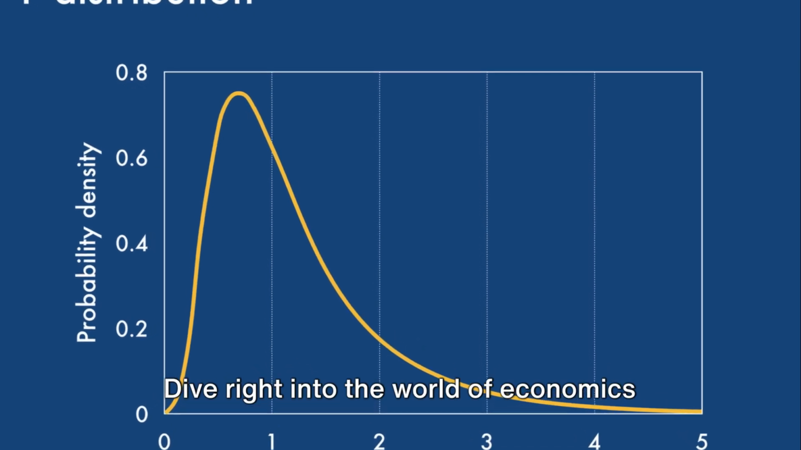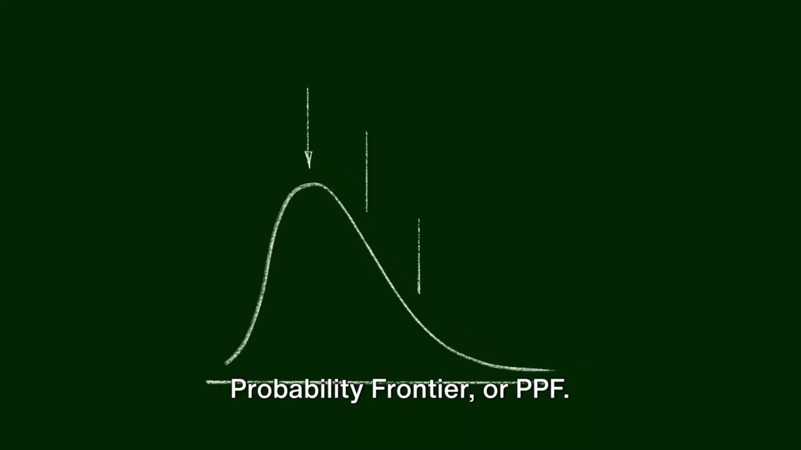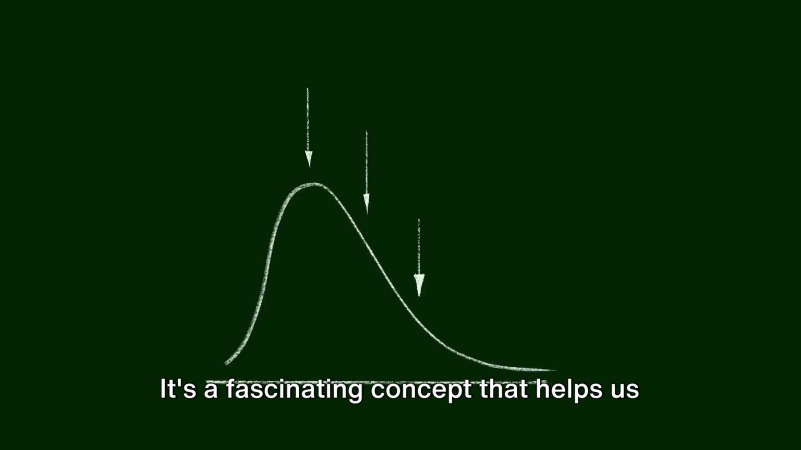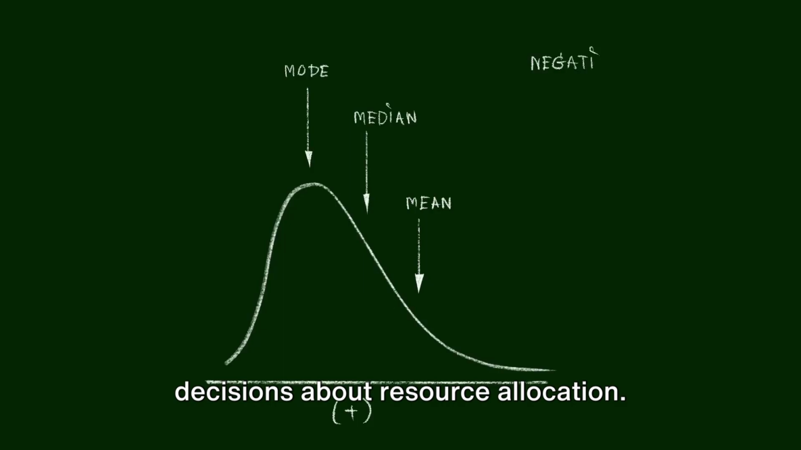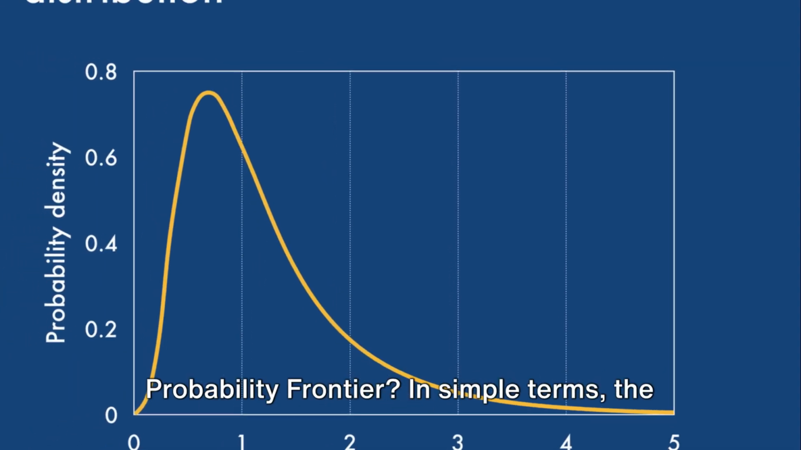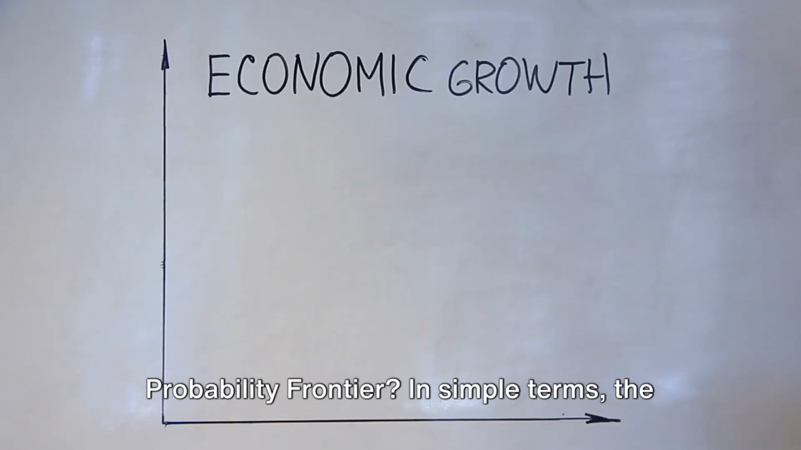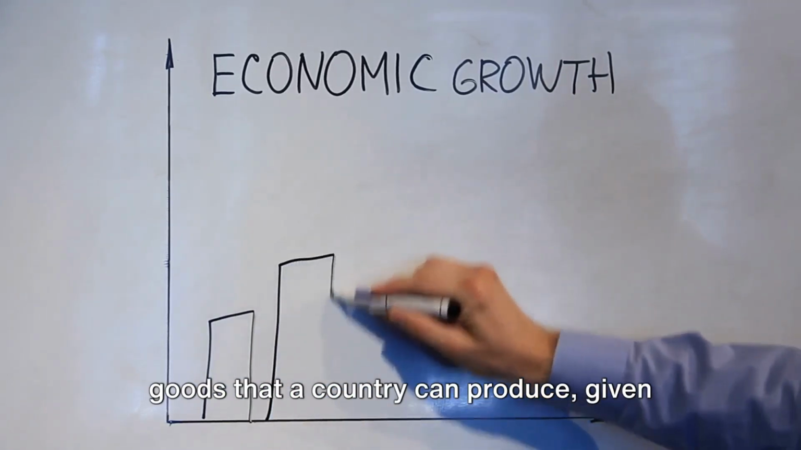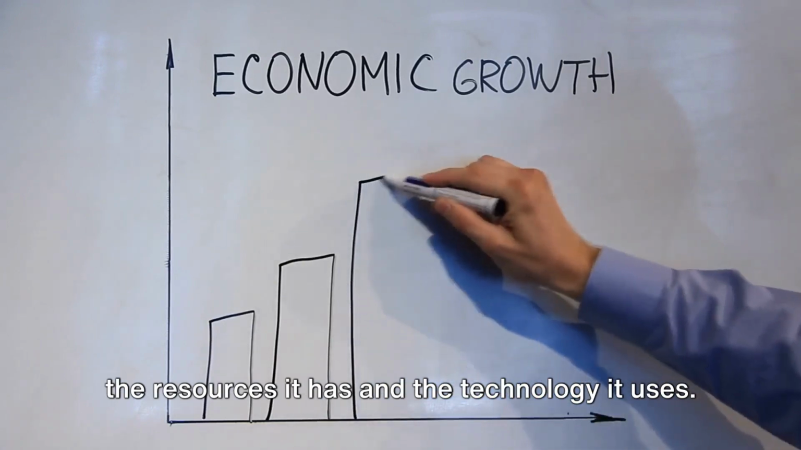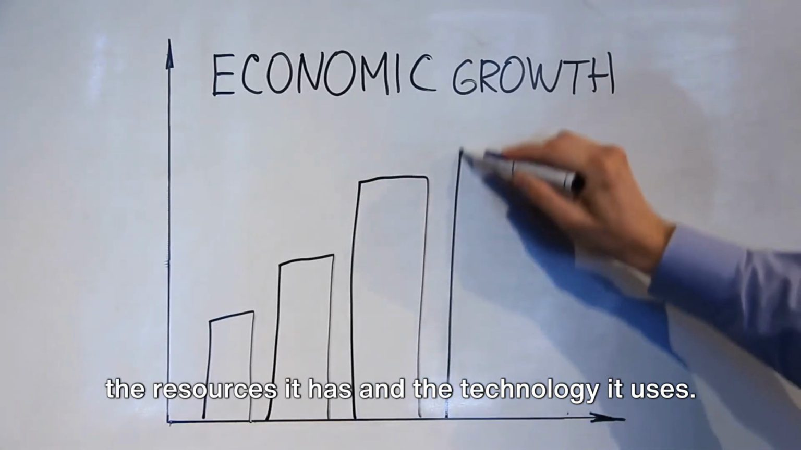Dive right into the world of economics with the concept of the product probability frontier, or PPF. It's a fascinating concept that helps us understand how economies function and make decisions about resource allocation. Now, what exactly is the product probability frontier? In simple terms, the PPF illustrates the maximum amount of two goods that a country can produce, given the resources it has and the technology it uses.